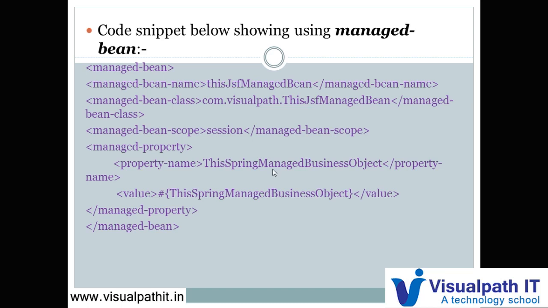How we do that is with managed-bean. After that, we have the bean name, bean class and bean scope, whether it is a session. And this is the bean class, com.visualpath.this JSF managed bean. This is the name of the bean.